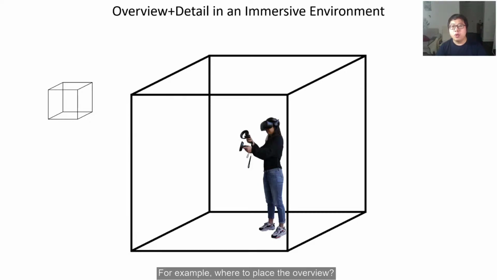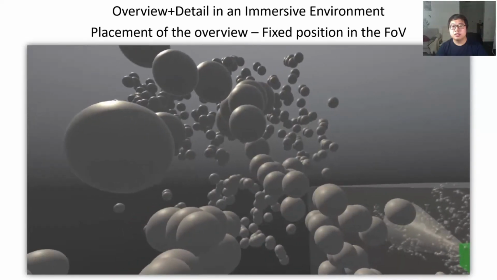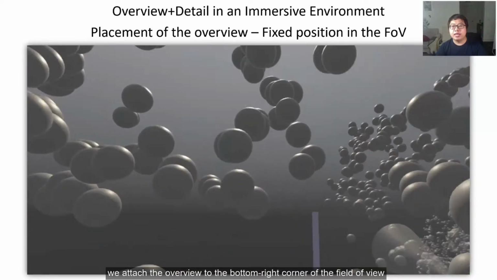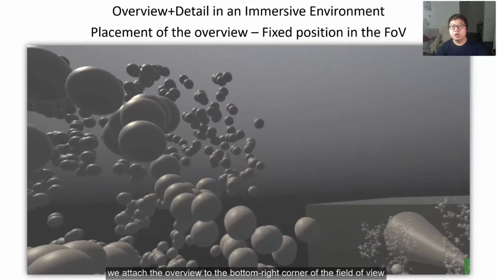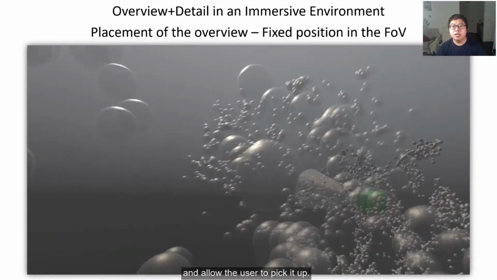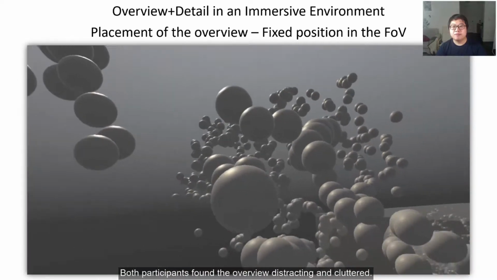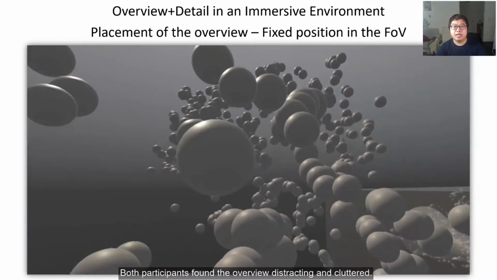For example, where we should place the overview. On a 2D screen, the overview is usually placed at a fixed location, for example, the bottom right corner. Following this idea, we attach the overview to the bottom right corner of the field of view and allow the user to pick it up. We piloted this idea with 2 participants. Both participants found the overview distracting and cluttered.